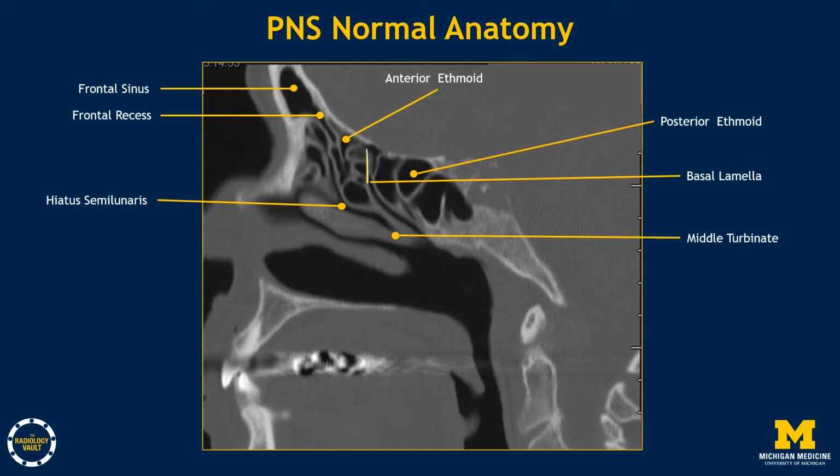All air cells anterior to the basal lamella are termed the anterior ethmoid air cells, and those posterior to the lamella are termed the posterior ethmoid air cells. The anteriormost ethmoid air cells closest to the frontal recess are called agger nasi air cells.